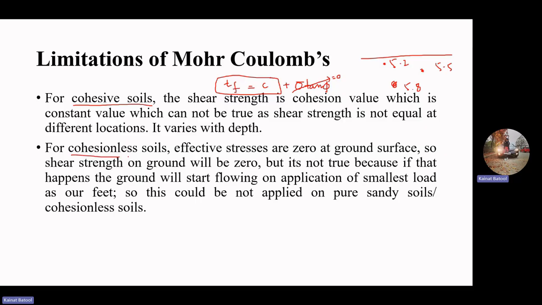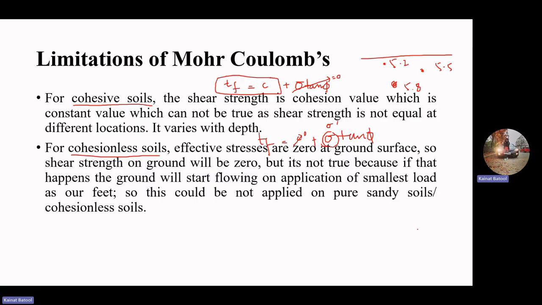And for cohesionless soils, again, let's see what our tau F becomes. C is 0 plus sigma tan phi. Okay. And as previously we have seen, the sigma is basically sigma dash, that is the effective stress. We are not considering the effect of pore water pressure.